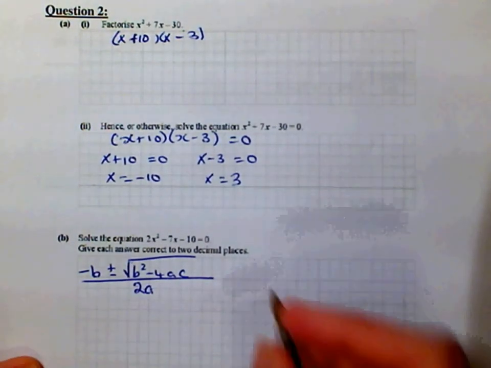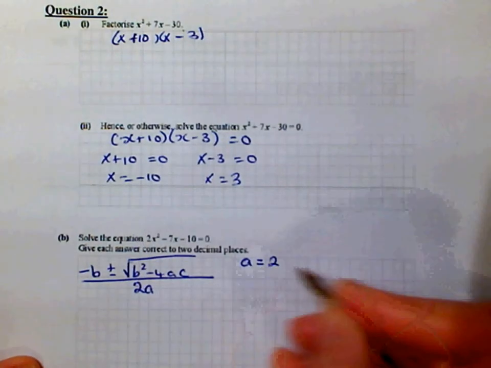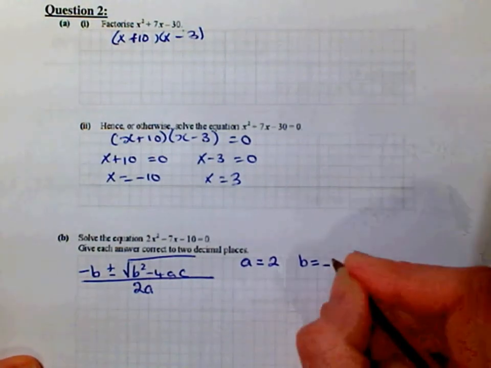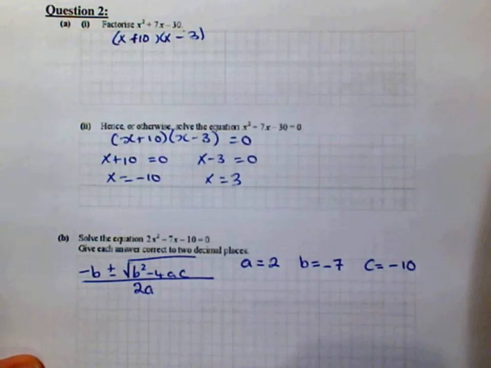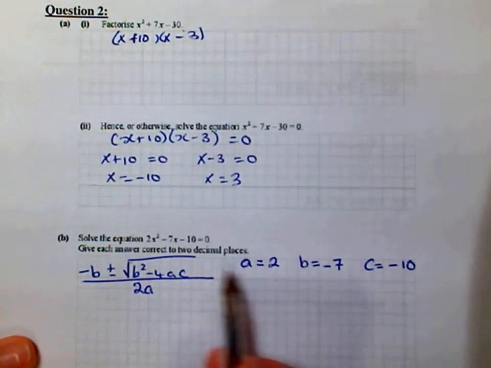So our values, a is the number in front of x squared, which is 2. B is the coefficient of x, or the number in front of x, which is minus 7, and c is the constant, which is the number on its own, which is minus 10. Remember to take all the signs with you from in front of the numbers.